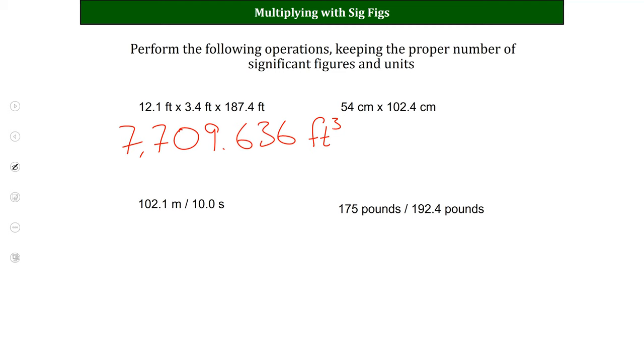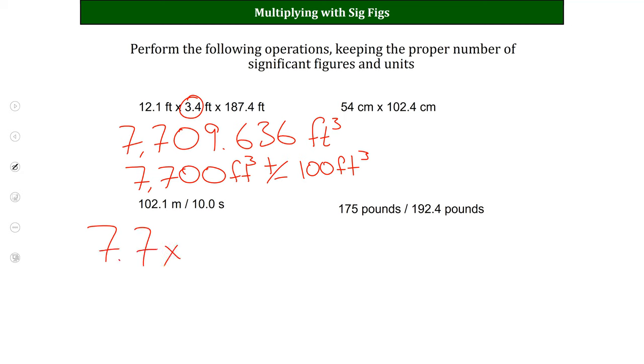So in this case, we get feet cubed. And how many sig figs do we get to keep? Two. Just two, right? That 3.4 is our smallest number of sig figs. So we get 7,700 feet plus or minus 100 feet cubed, which we have a better way of writing that, right? So we put it in scientific notation. 7.7 times 10 to the third feet cubed.